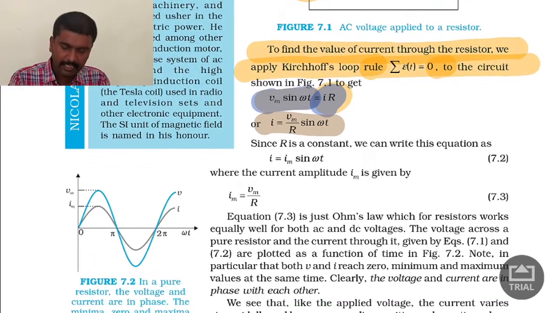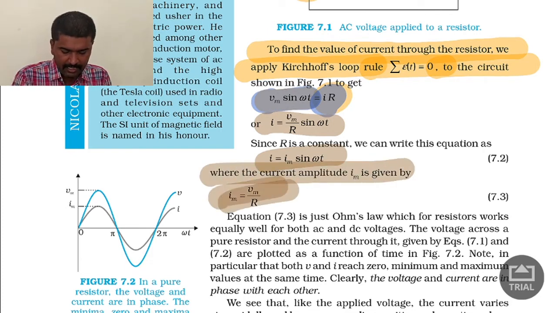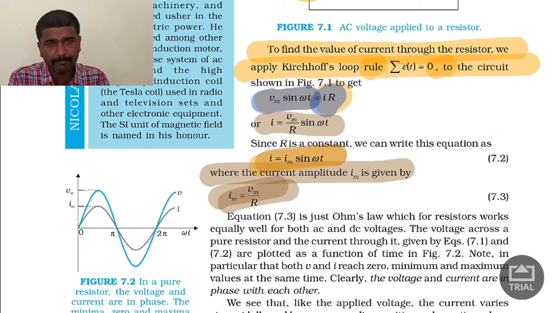Since R is constant, we can write down the equation as I equals Im sin omega t. And here Im is again the amplitude of current. So in this equation, I equals Im sin omega t, I also varies from minus Im to plus Im. The minimum value of I is minus Im, the maximum value of I is plus Im, and that varies like a sinusoidal function, because I equals Im sin omega t.